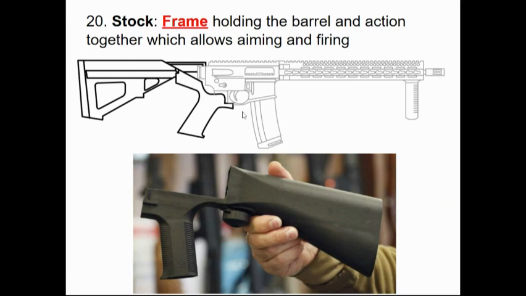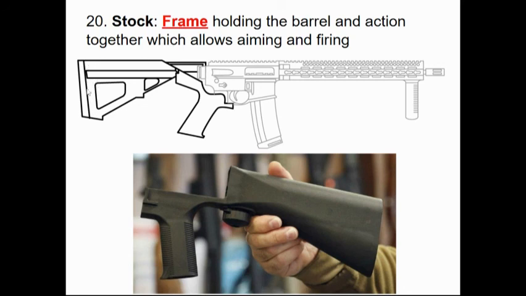The stock is the frame that holds the barrel and the action together. So again, what was our definition for a firearm? It was an assembly of an action and a barrel. What holds that action, which is going to load, fire, and eject that ammunition, and the barrel together. That's the frame. And there are lots of different types of frames that can do this.